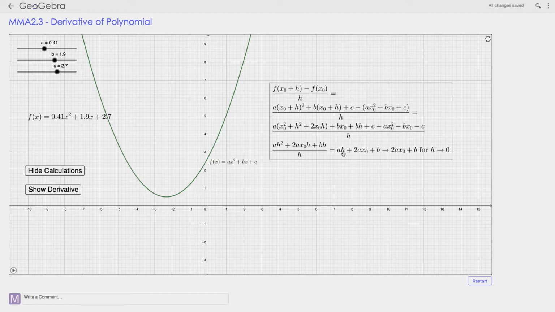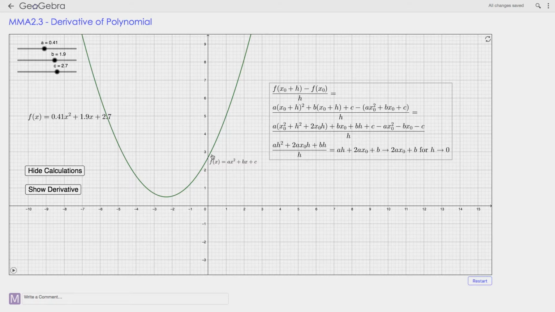And what happens when h tends to 0? This disappears, right? Whatever a is multiplied by something that becomes smaller and smaller becomes as small as we like, right? So we're just left with these two terms. So in other words, the derivative of f of x at the point x naught is 2a x naught plus b. So the c doesn't influence the derivative, which makes a lot of sense, right?